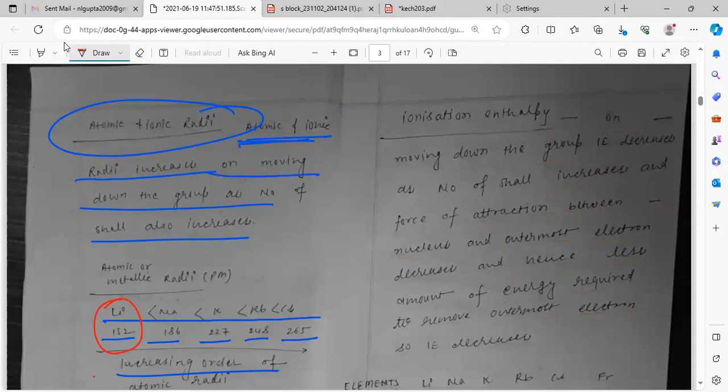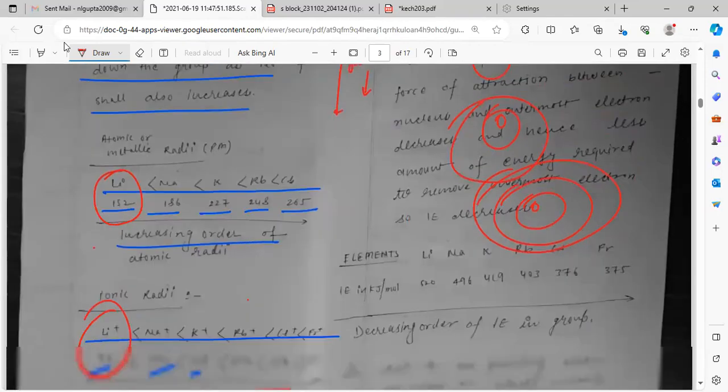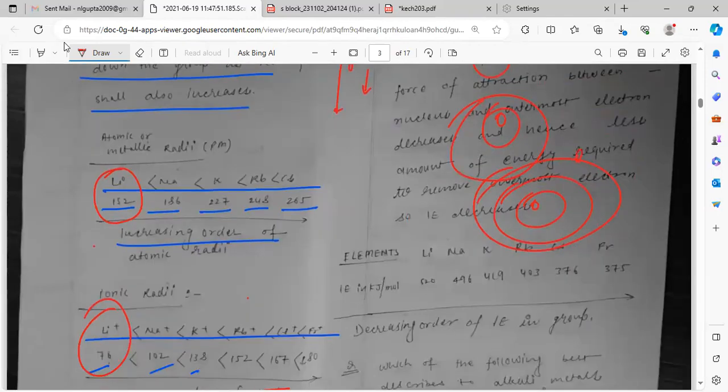Ionization energy, for all the groups, down the group, what will happen? It decreases. Why? The number of shells increases, so the force of attraction decreases. Shielding effect is also increasing, so the force of attraction between nucleus and electron decreases. So you can easily remove the electron. So is more energy required or less? Less energy is required.